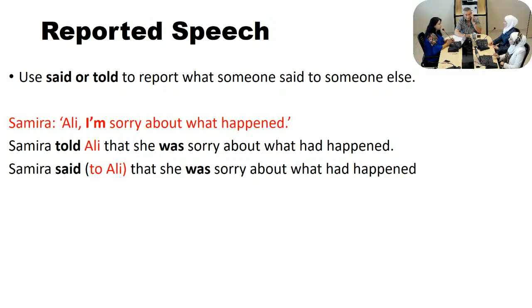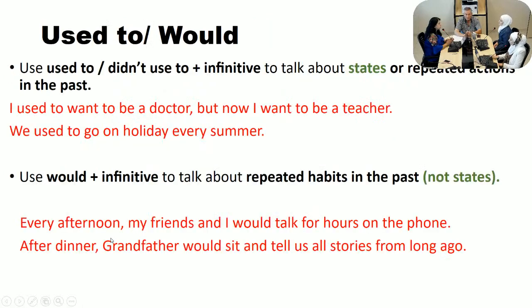So we say Samira told Ali, or Samira told him, that she was, we make the tense different from the present to the past, sorry about what had happened. Or we can say Samira said, we mean to Ali, but we don't mention "to Ali." Samira said that she was sorry about what had happened. So the simple past becomes past perfect. What happened becomes what had happened.